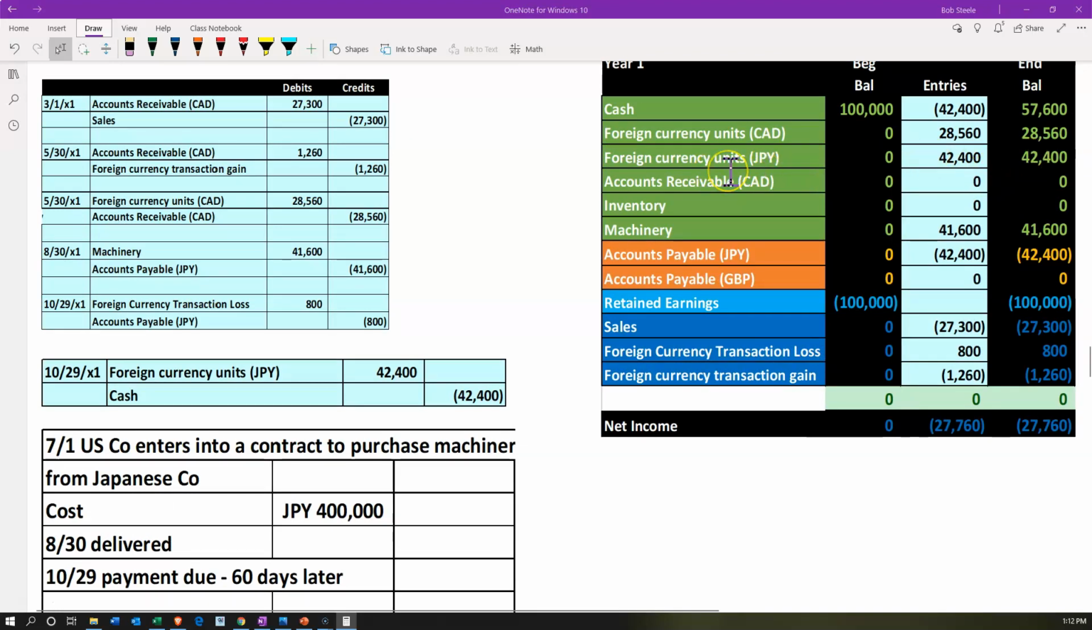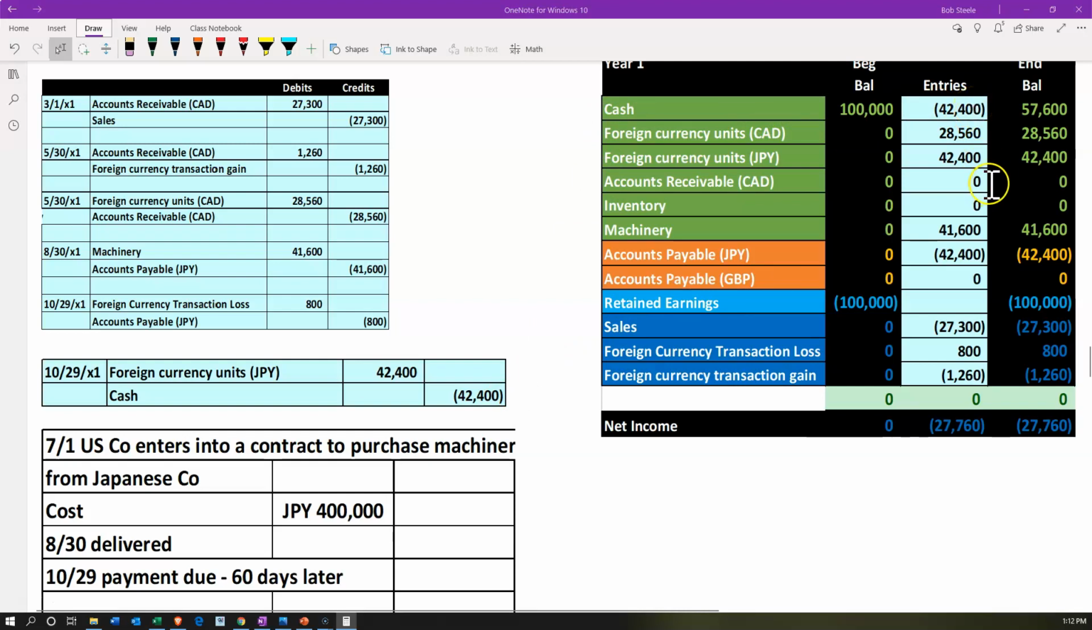So here we have the foreign currency. It's cash, yeah, but it's not our cash. It's basically an investment to us. So we got the 42,400 in foreign currency, which represents the 400,000 yen that we have. And then the cash is going to go down. We're paying cash for it, so cash is going to be decreasing. So there we have that.